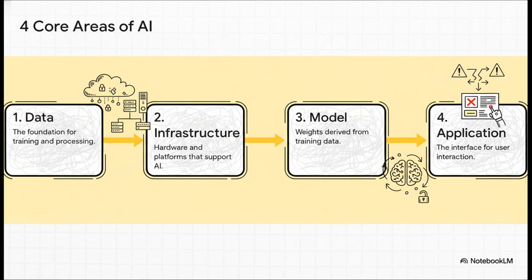Everything, and I mean everything, starts with data. That data is then processed and stored on some kind of infrastructure. Together, those two things train the model, the brains of the operation, which is finally delivered to you and me through an application. Think of this as our roadmap for today.